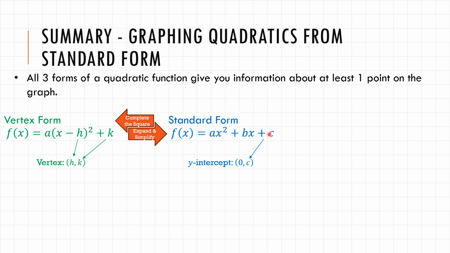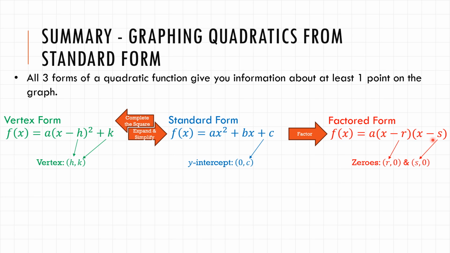From standard form, we could, of course, turn this into factored form by factoring the equation itself. And then the two values here will be the zeros, right? Any value of x that makes any of these factors equal 0. And if we wanted to go back to standard form from there, we can expand and simplify. Notice that from vertex or factored form to get to standard form, you just need to expand and simplify.